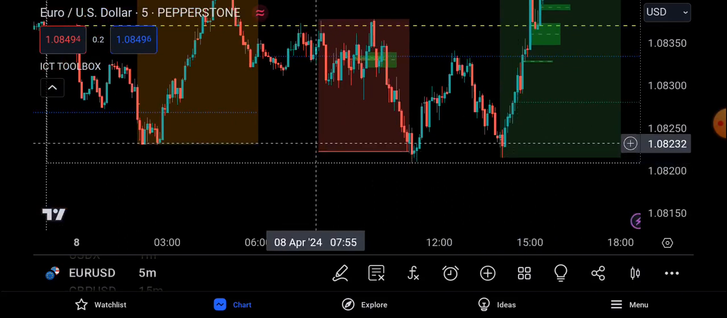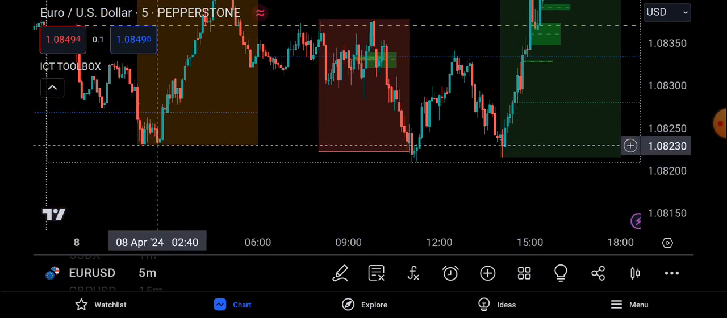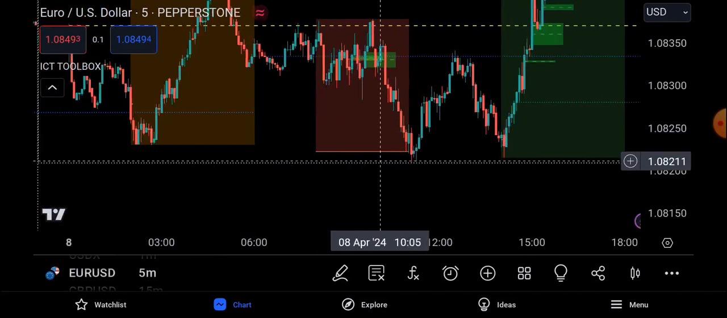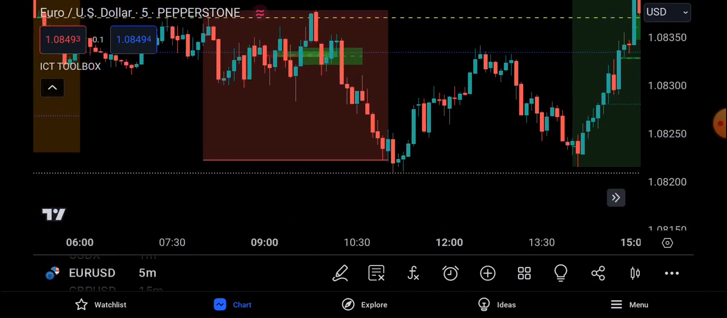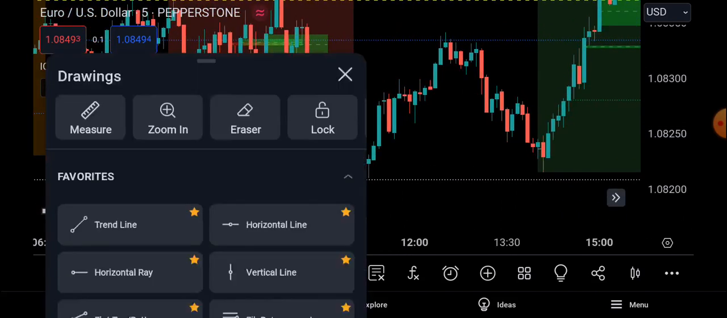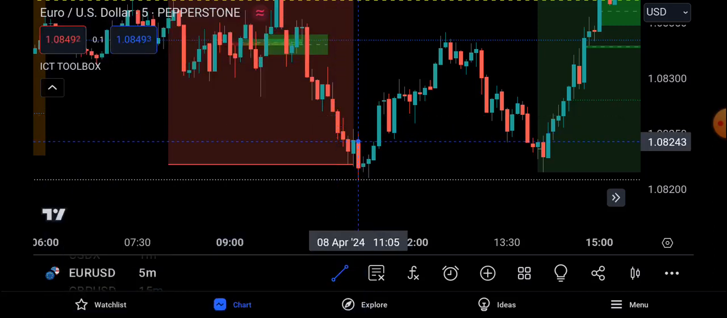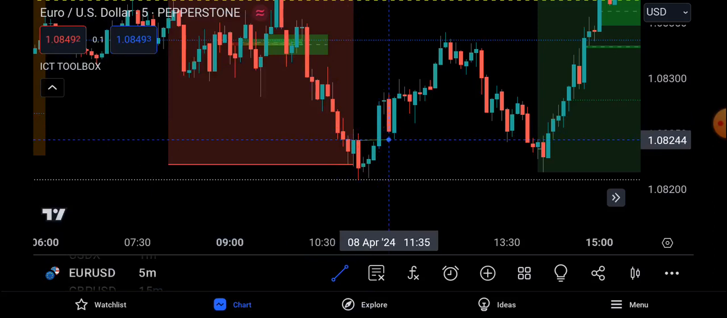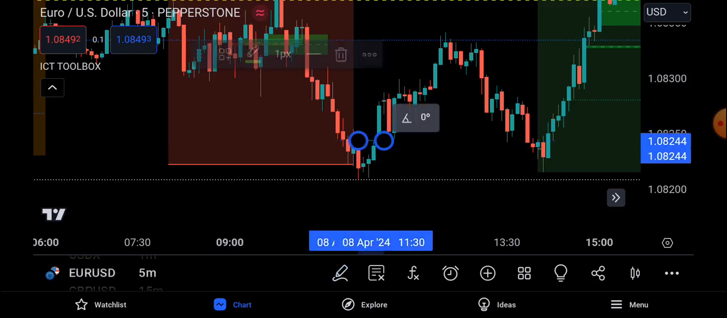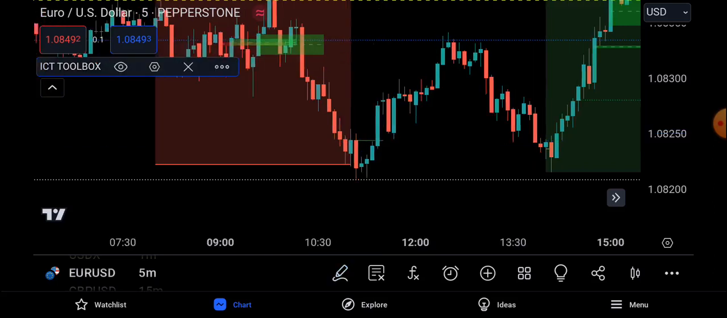So I knew we took liquidity out here. We had some equal lows. We took liquidity. So what is the last bullish candle? This one here. I'm gonna draw it out. It also has a fair value gap included next to it, which is always a plus.